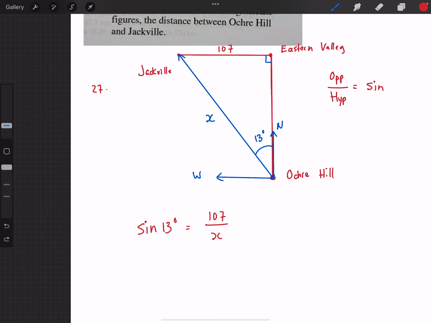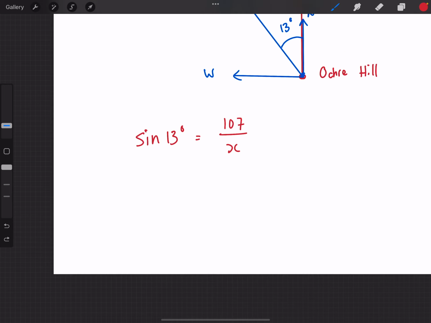So how do you find x? We want x. Our mission is to get x by itself, x equals something. At the moment, x is at the bottom of this fraction here. So how do we get it to the top? Let's multiply each side by x. On the left-hand side, you're going to have x sine 13 degrees is equal to, and on the right-hand side, when you multiply by x, this cancels out and you're going to get 107, isn't it?